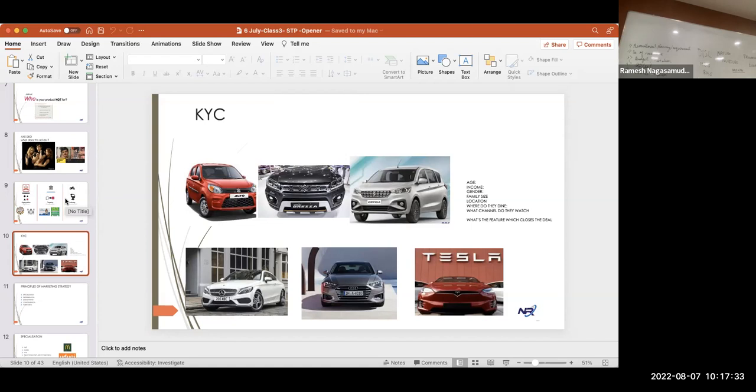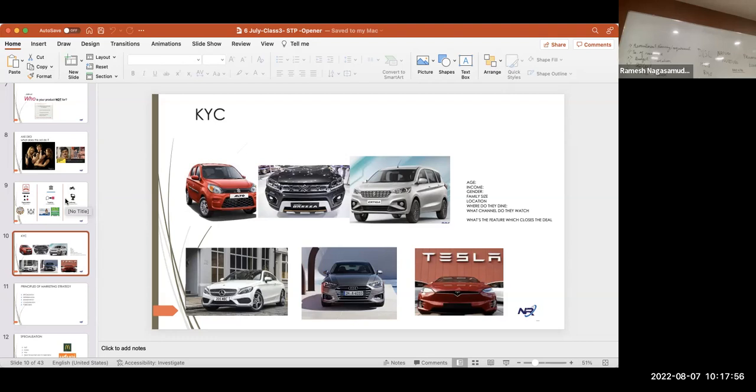You got it? One Alto, and then any one of the bigger cars. Alto is something like a 6 lakhs car, but this is like 25, 40 lakhs or something like that. So, making sense?